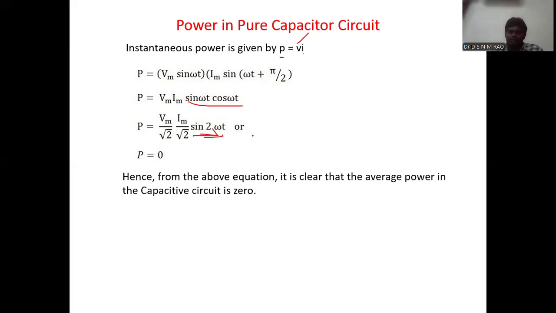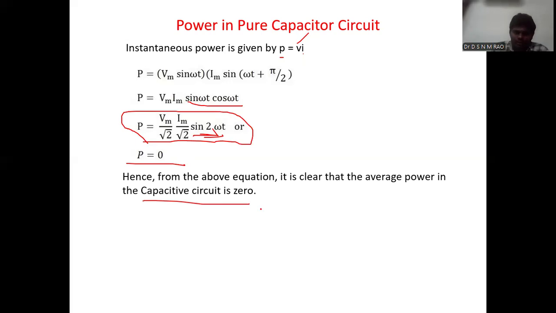For a pure sinusoidal signal, sine function or cosine function, over a complete cycle the average value will be 0. The average power is obtained by integrating the instantaneous power over one cycle, so automatically the sin 2 omega t term will be 0. So the power dissipated in a pure capacitor is also 0. Hence it is clear that the average power in a pure capacitor is 0. Likewise for a pure inductor, the dissipated power is also 0.